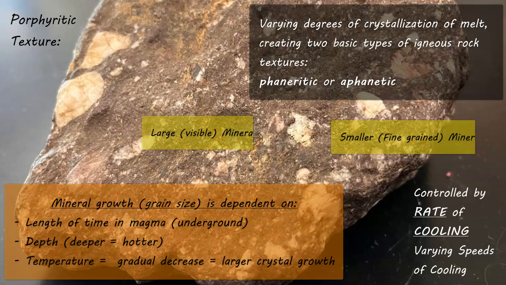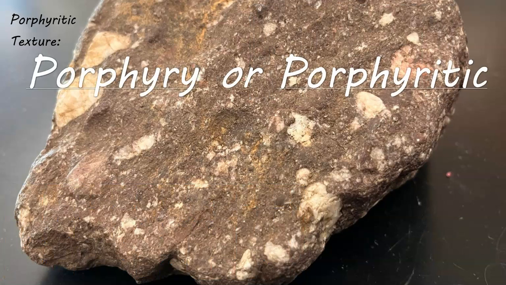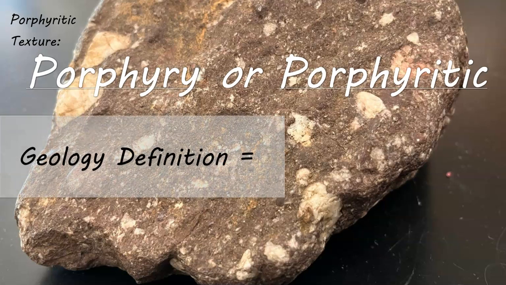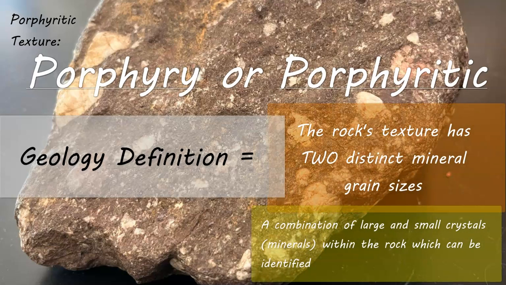Now, this video is on porphyritic or porphyry texture, which comes from the Greek word meaning purple, but it's based on this Egyptian stone they used to admire. In modern geology, it means that there are two distinct sizes or populations of crystal grains in a single rock, and the texture can be identified as porphyritic based on these two sizes of crystals.